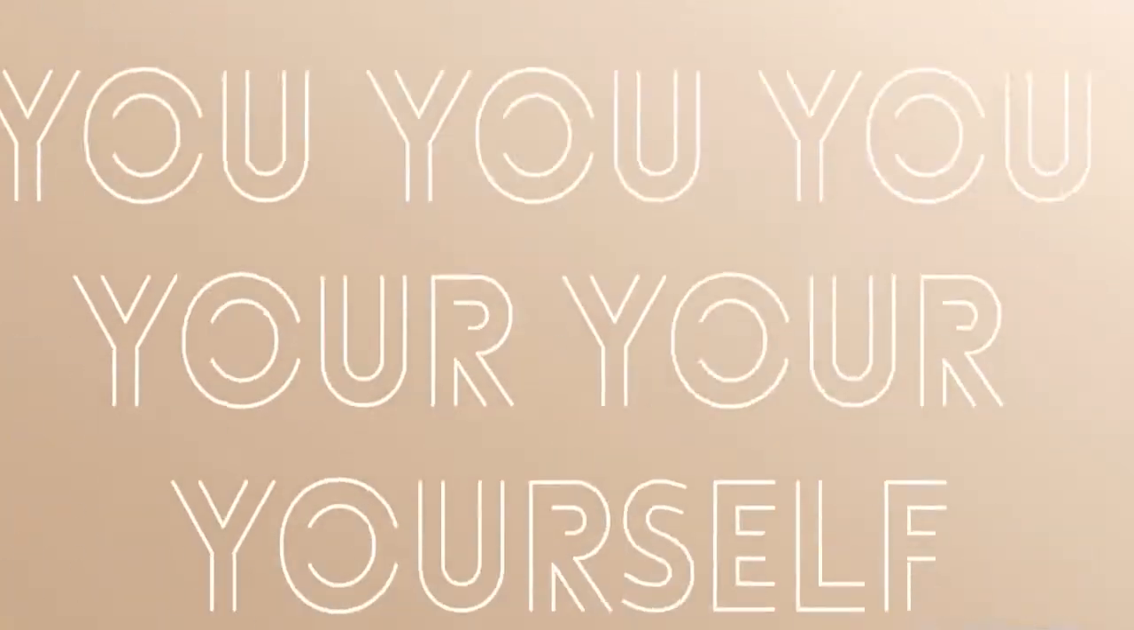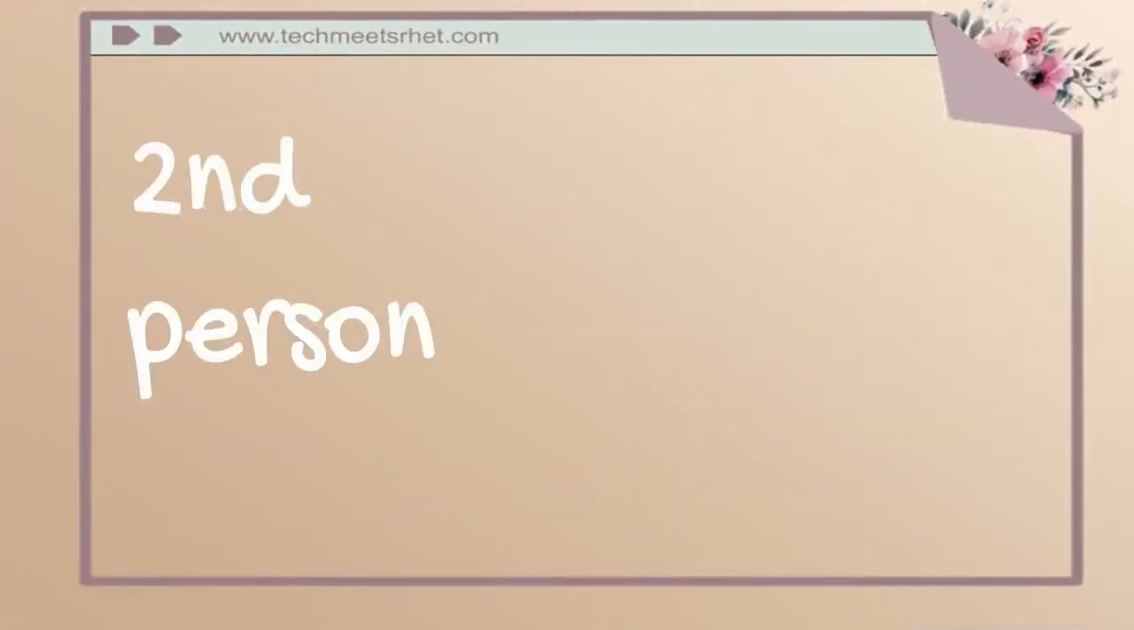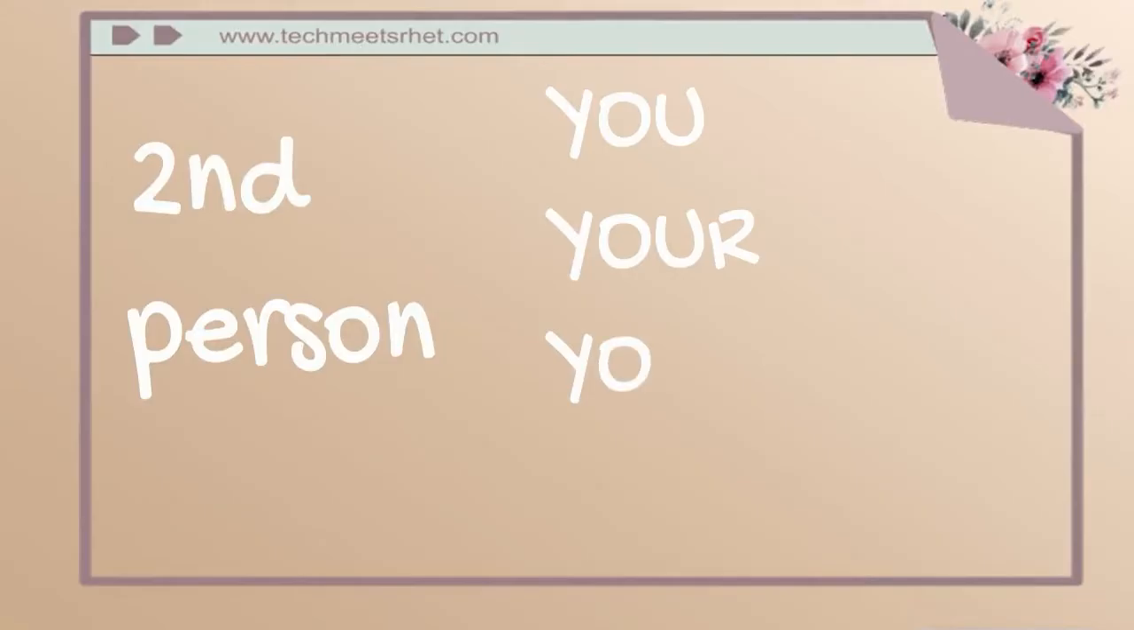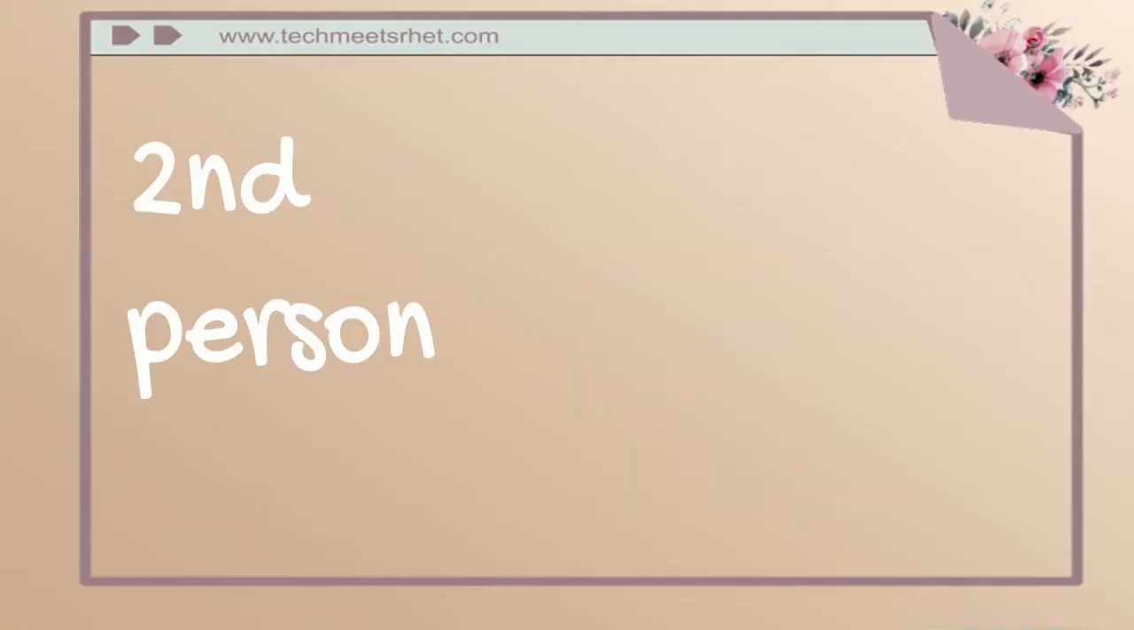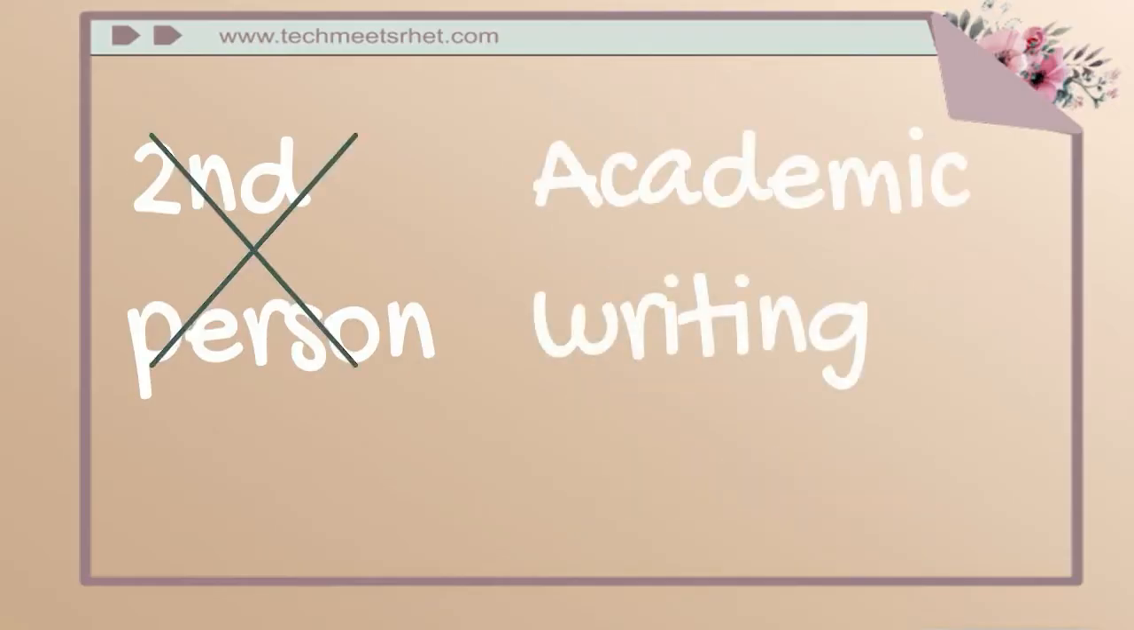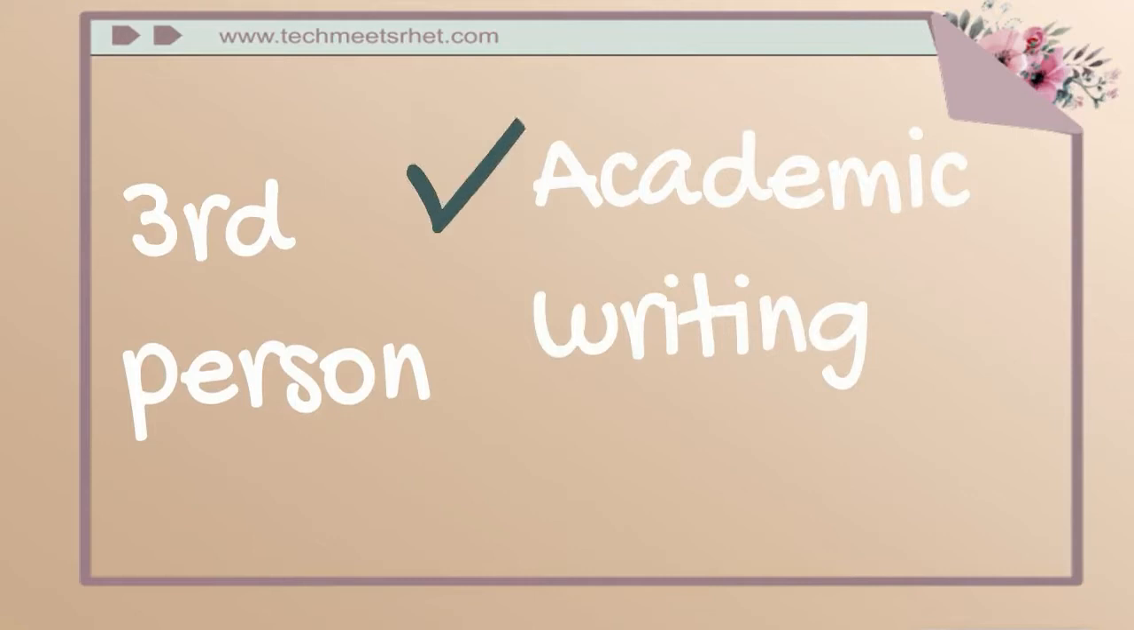First, when you edit, check for the use of second person, which includes words like you, your, yours, yourself. In everyday speech, we use second person when talking to others, but in academic writing, we use the third person because we don't want to make assumptions about readers.